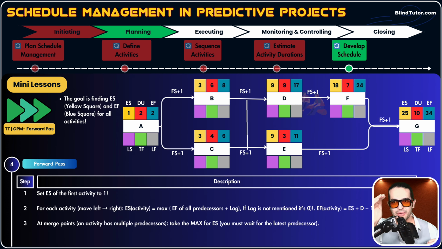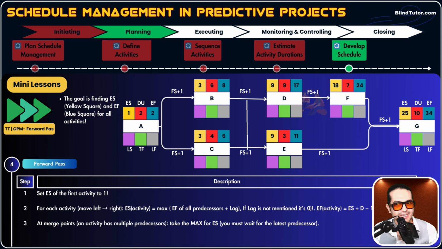Okay? What's the duration of activity D? It's 9 also. So let's calculate EF of activity D. EF of activity D equals ES plus duration, 9 plus 9 minus 1. 9 plus 9, 18 minus 1, 17. So 17 is EF of activity D.